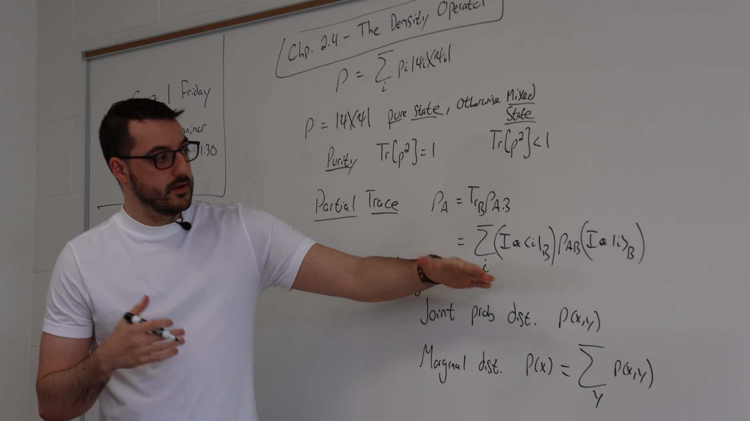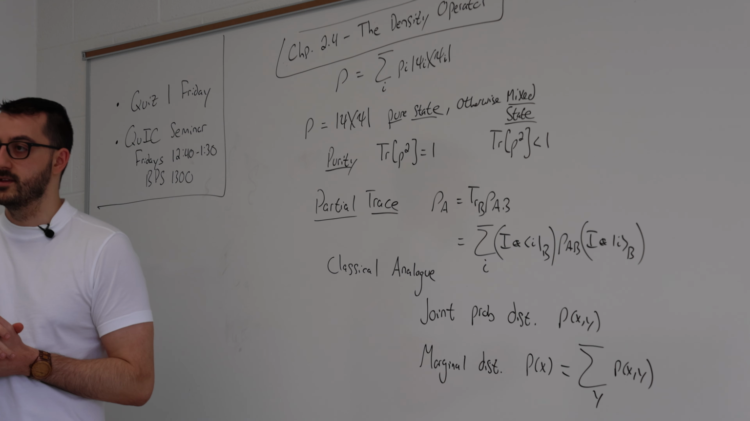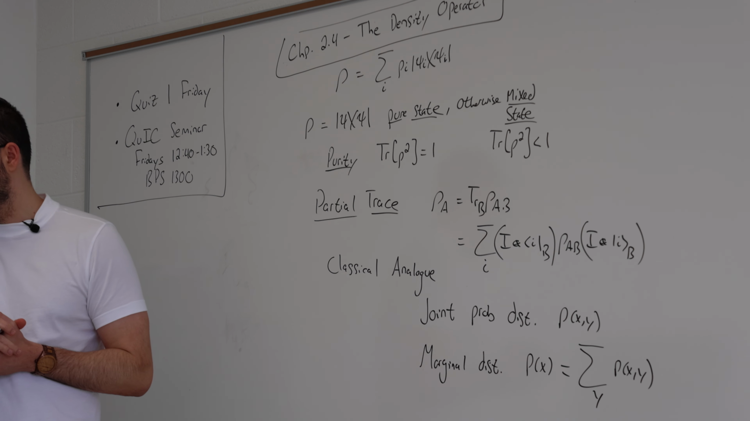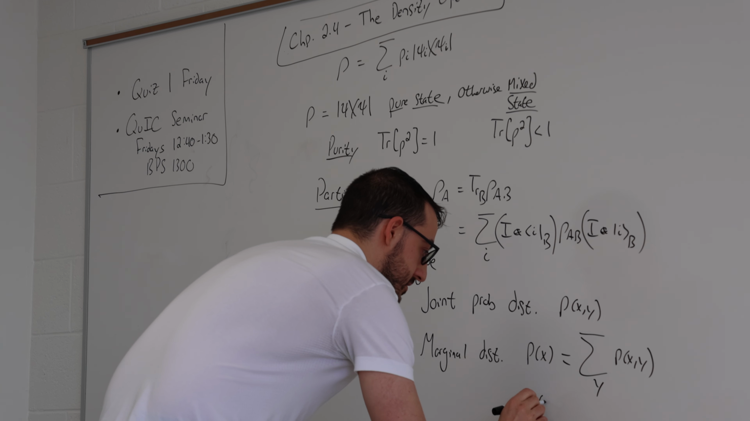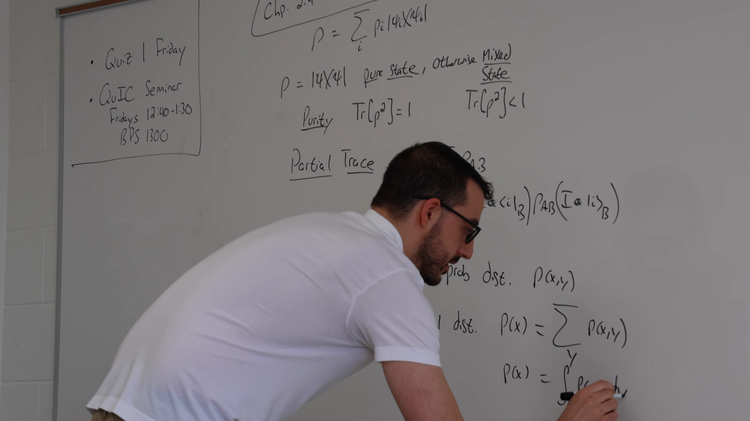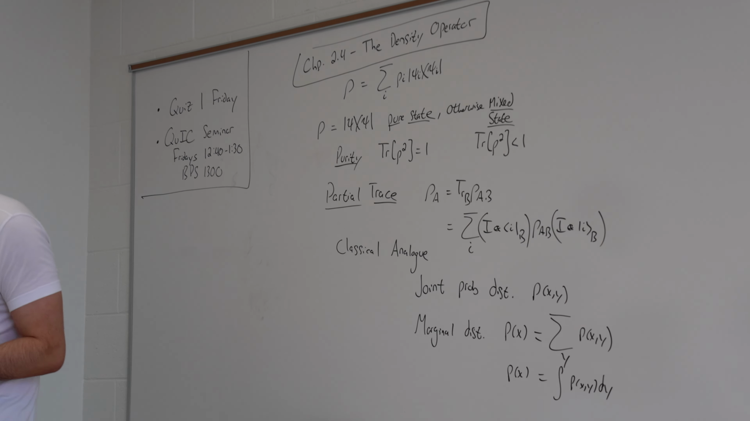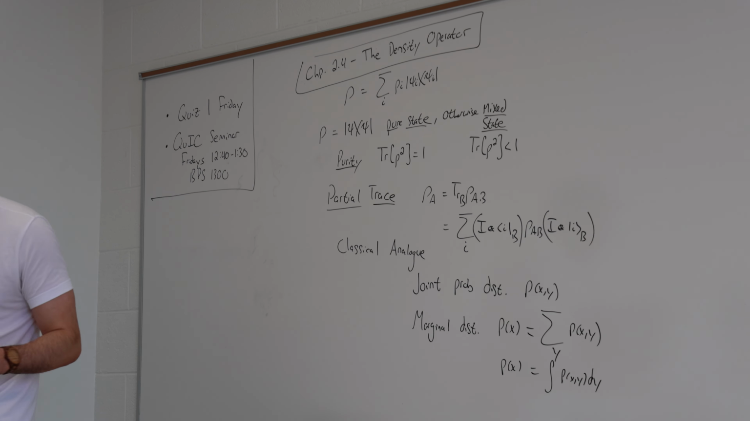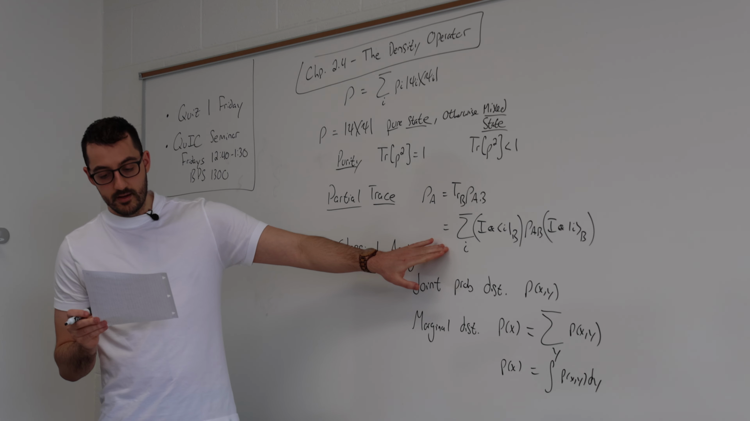Here we're, in a very similar way, summing over it, but we use a basis for these density operators. Similarly, if it's a continuous distribution, this would just be an integral of P of x, y dy. So this is your intuition for what's going on with the partial trace. This is how to calculate it.